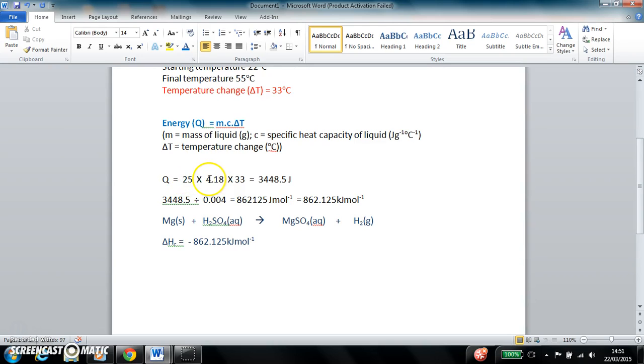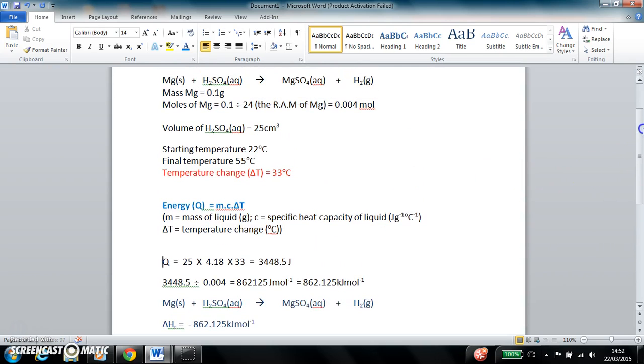Times the specific heat capacity of, again, the assumption is water, which is 4.18 joules per gram per degree C. And this number, the 4.18, would be given to you in any data tables in the exam question. And 33 is the temperature change. So if we put these numbers in, the energy change which occurs when we put the magnesium into the dilute sulfuric acid, we get 3,448.5 joules.